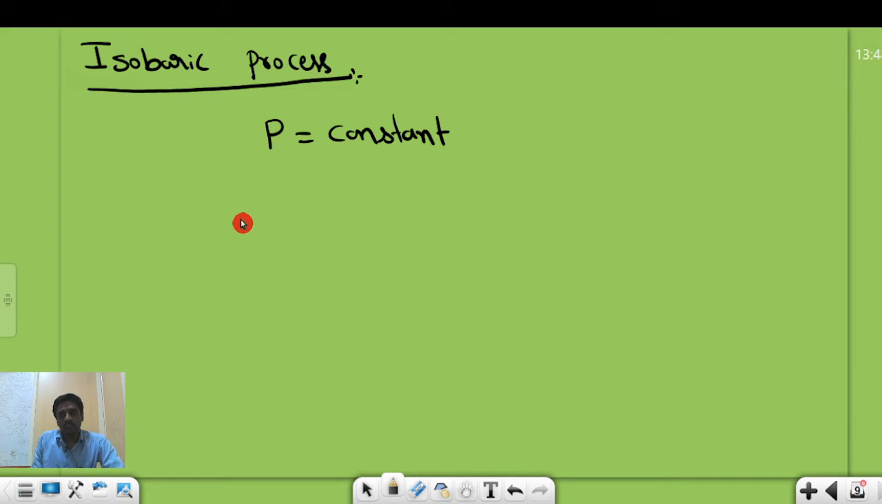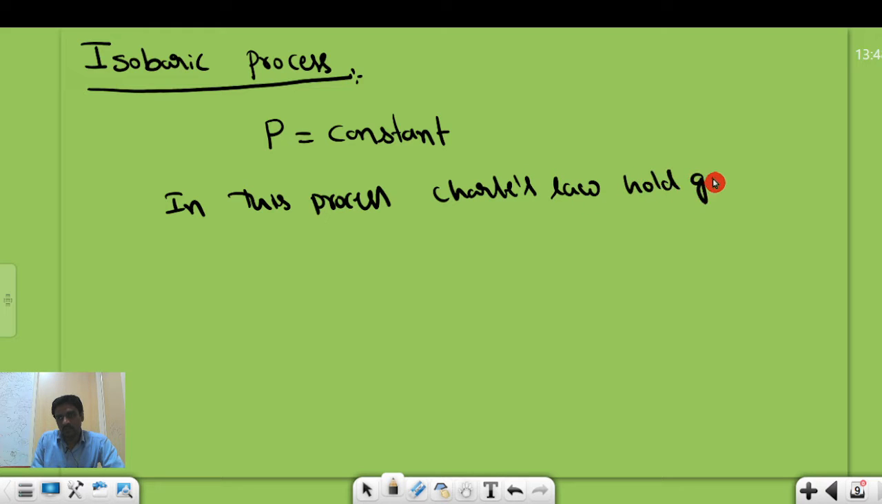When the pressure is constant, which law holds good in this process? Charles law holds good. So what is Charles law? It says that the volume of the gas is directly proportional to its absolute temperature. This is Charles law.